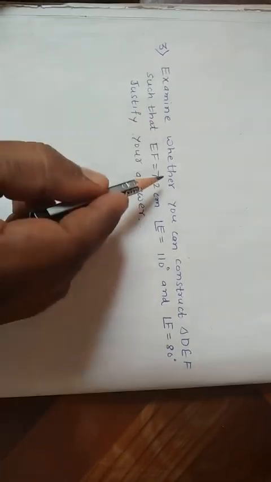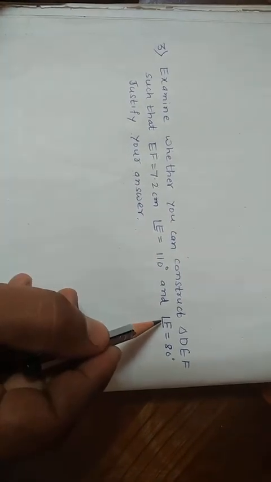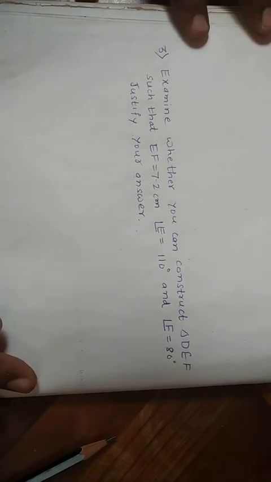So let me solve the next one, students. Third one: examine whether you can construct a triangle DEF such that EF is equal to 7.2 centimeter, angle E is equal to 110 degree, and angle F is equal to 80 degree. Justify your answer. Students, here we have to know one point. What is that point? All of you see here, angle sum property of a triangle. Angle sum property of a triangle tells that the sum of all the angles of a triangle is how much? It is 180 degree. Na? So using that we have to solve this one.